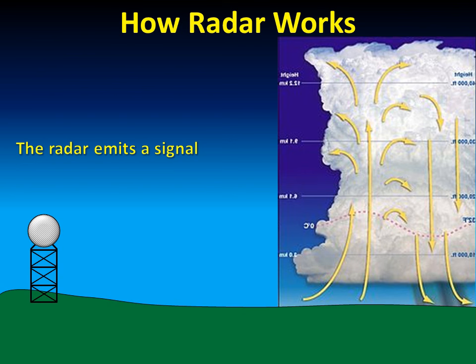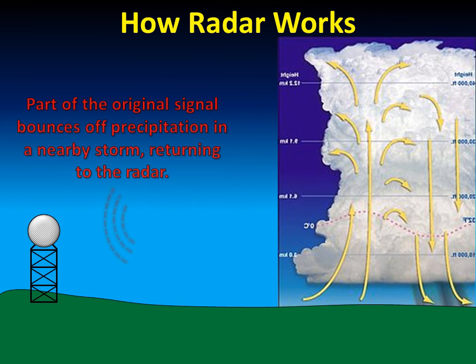Once the signal hits these particles, a portion of the emitted signal is sent back to the radar. The radar then retrieves this portion of the reflected signal and uses it to piece together a radar image. The stronger the return signal, the heavier the precipitation.